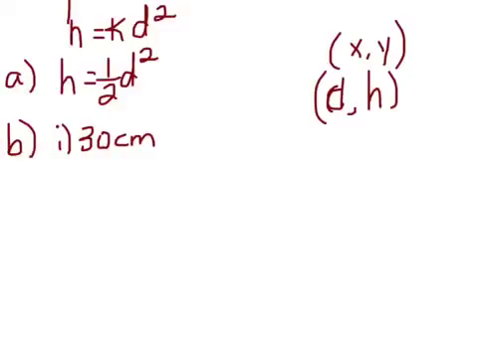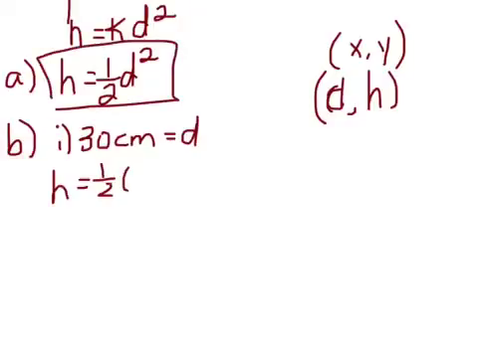Well, I'll plug it in, right? 30 centimeters is the diameter. I know that's not a house, so 30 centimeters wouldn't be a number of houses. That's the diameter. So I go, okay, h equals 1/2 d squared. I'm using this equation up here in A, but my diameter this time is 30 squared.